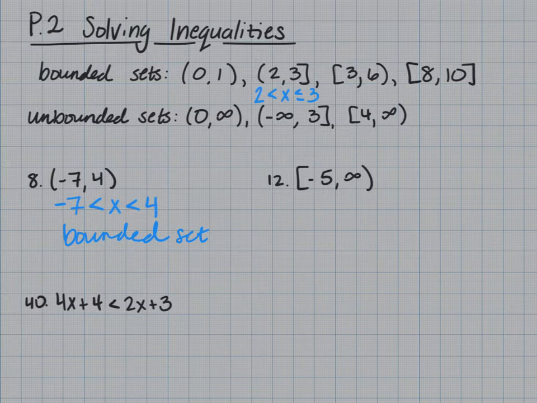12, we have the set negative 5 to infinity. Okay, just going to start off by saying this is unbounded because of the infinity there. And then we're going to write this in interval notation.